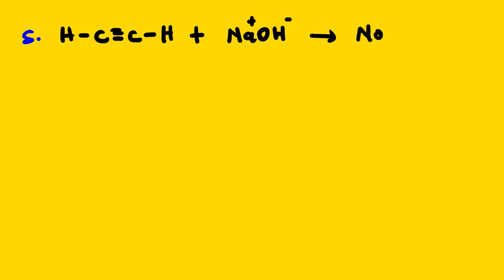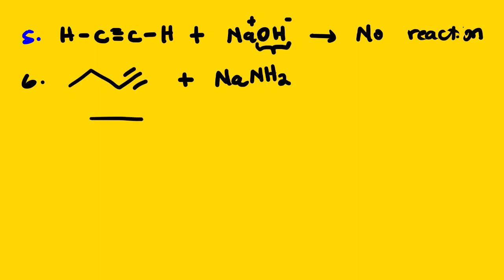Let us look at another example. Sodium hydroxide, we know that we're going to have a positive and a negative. In this case, we still have no reaction. Reason being, it is not strong enough. We're talking about the OH. It is not strong enough to extract our proton. Let us look at our last example.